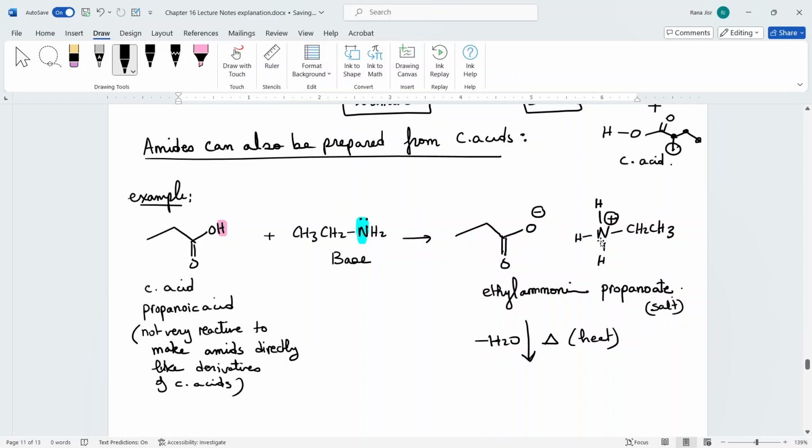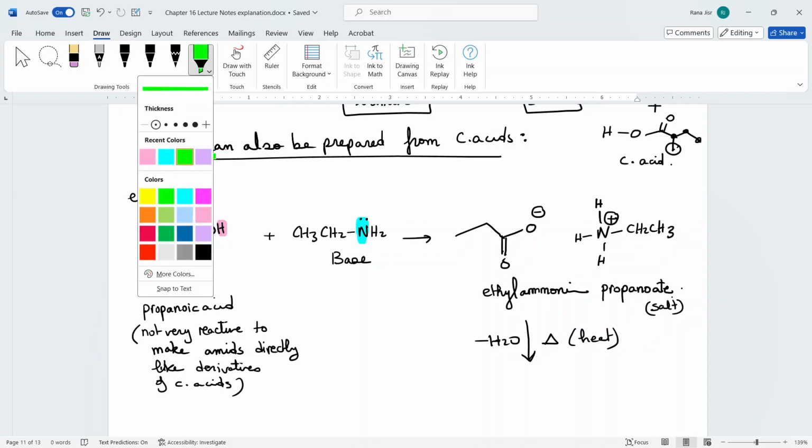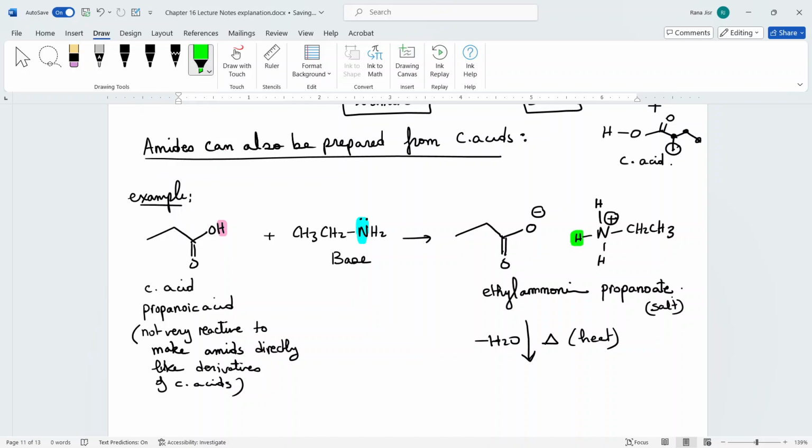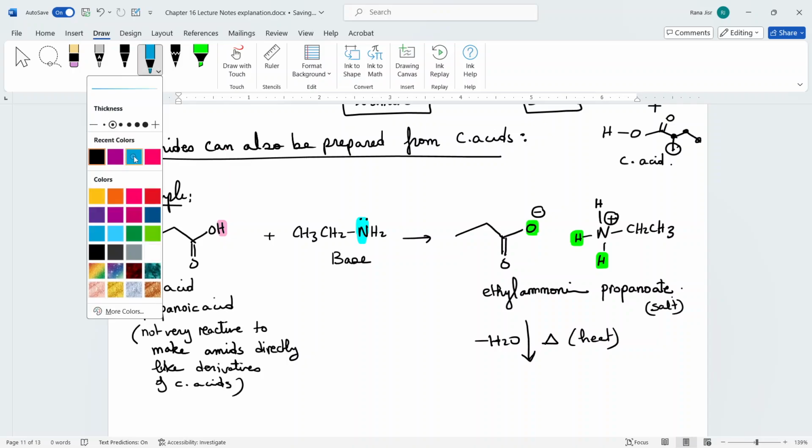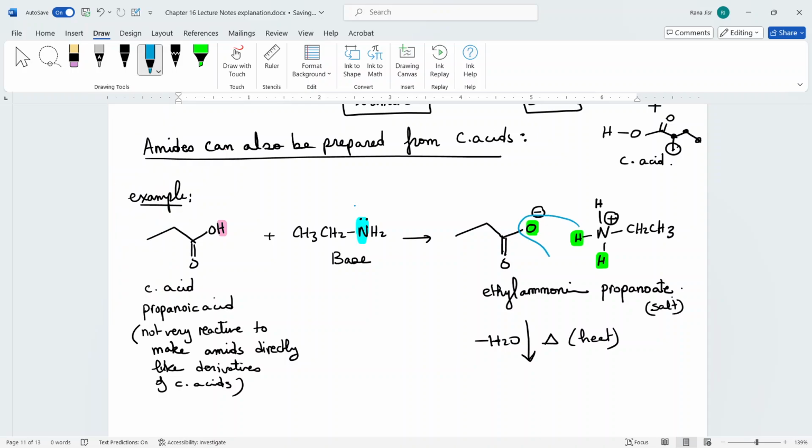Notice here I did not form my amide yet, because this one is not very reactive. So I can stop here if I don't use heat. But if I use heat, then I can simply take away water. What are the elements to take water? It's 2 hydrogens and an oxygen. So if I apply heat, I can simply take away my water molecule in there. If I don't apply heat, then I'm going to stop at the ethyl ammonium propanoate.